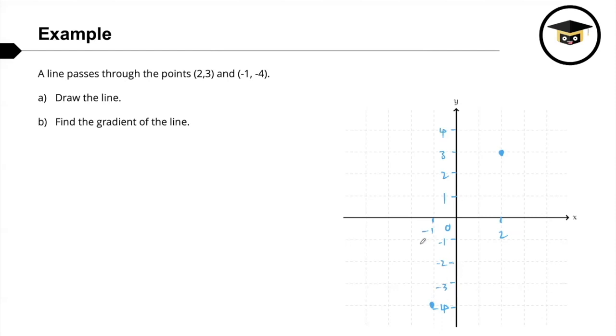So now I'm going to join them up using my black color. It's not amazing, but bear with me. There we go. So I've drawn the arrows there to show that it goes on forever. And then part B, find the gradient of the line.